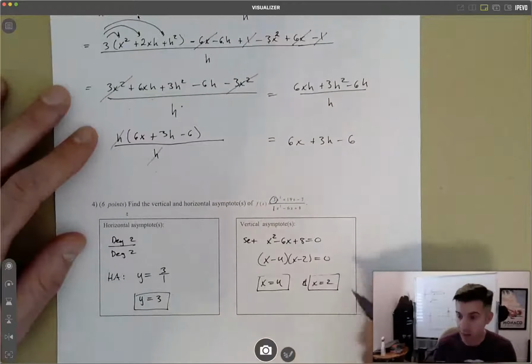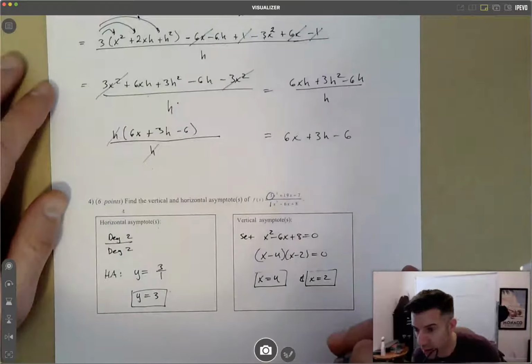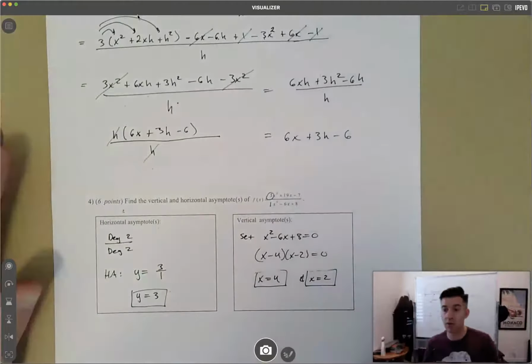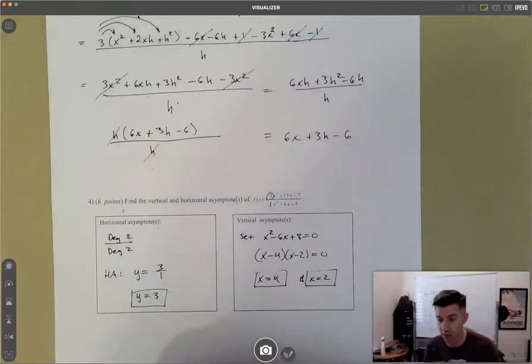One small thing to be aware of: if there are multiple powers of x in the function, do you look at the highest one on top and bottom? Yes, you do, exactly.